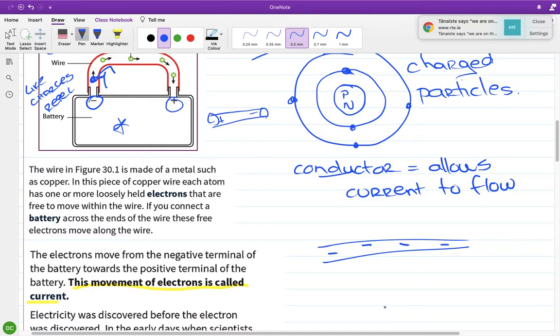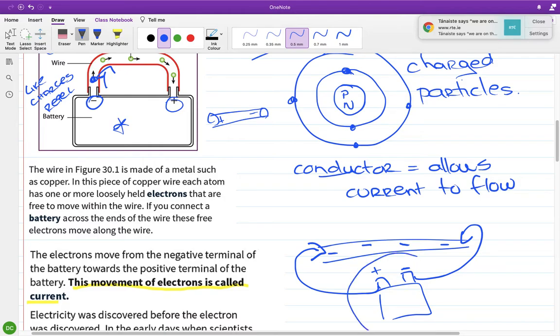Okay, but if you take a battery, here's the positive terminal and here's the negative terminal, and you connect that battery here and here, all of a sudden those electrons are being pushed by the battery, and this is the negative side, so they're going to move in this direction. Okay, once you've got that movement, you've got current. Okay, so the movement of electrons is called current.